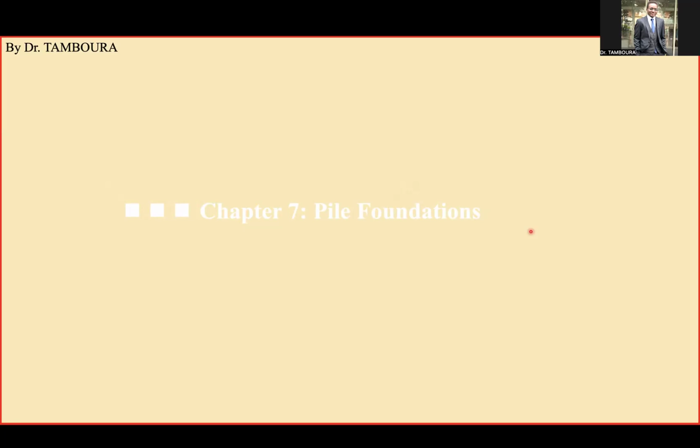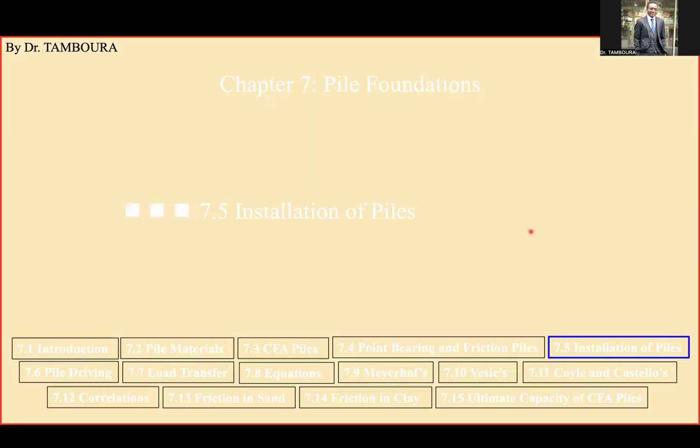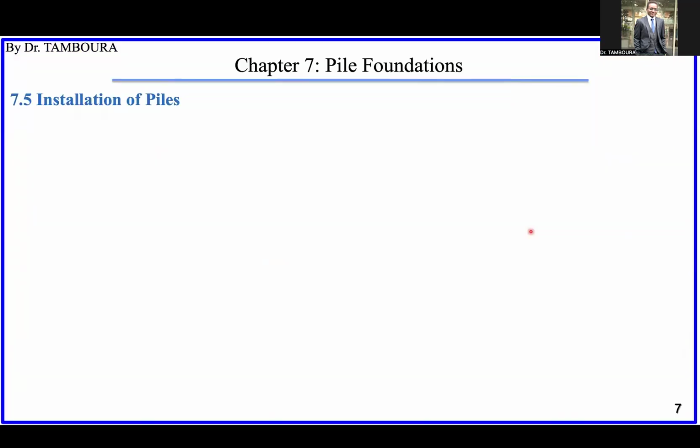Okay, we are going to continue with chapter 7, pile foundation. Today we are going to talk about pile installation, the techniques or methods to install piles in the ground. That is the fifth part of the chapter. The pile installation will depend on the type of pile itself. We discussed types of pile before, and also the ground condition, the soil condition. Is it soft ground, hard ground?